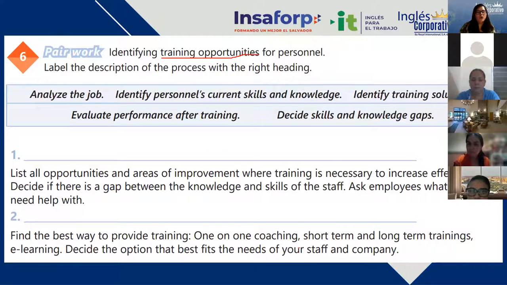one. List all opportunities and areas of improvement where training is necessary to increase effectiveness. Decide if there is a gap between the knowledge and skills of the staff. Ask employees what areas they need help with.